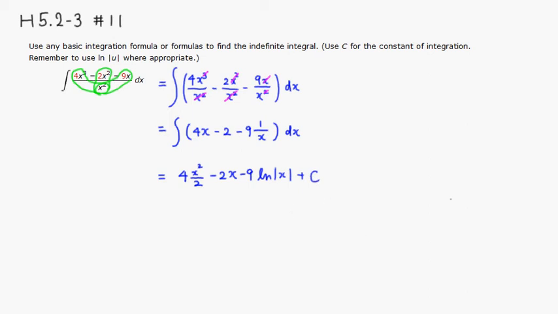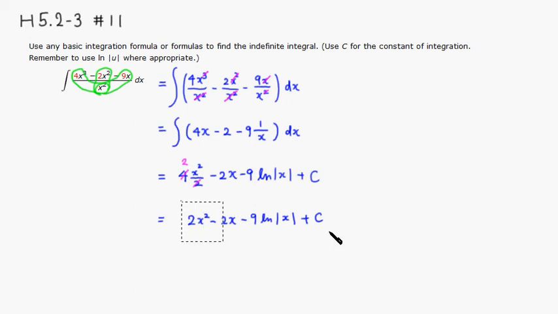Then we can clean up a bit more. 4 and 2 cancel out, so you have 2 left over. So what you get is 2x squared minus 2x minus 9 natural log of absolute value of x plus some constant c. So that would be the answer we're looking for.